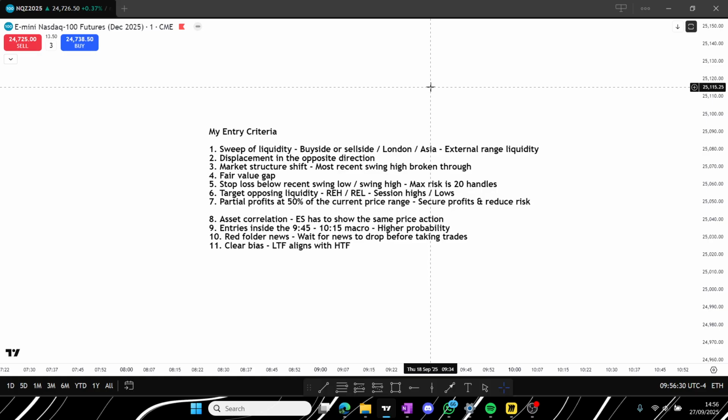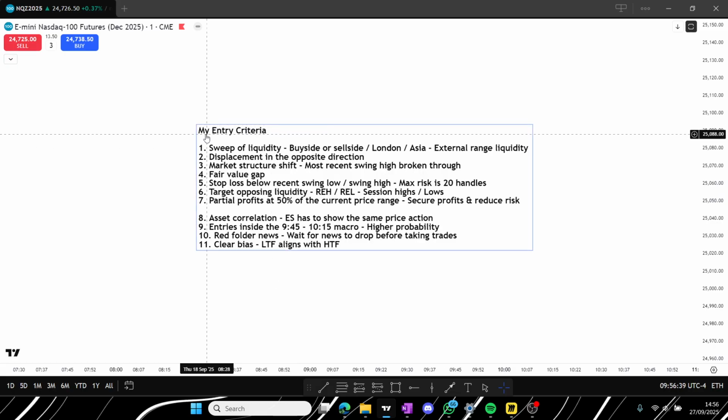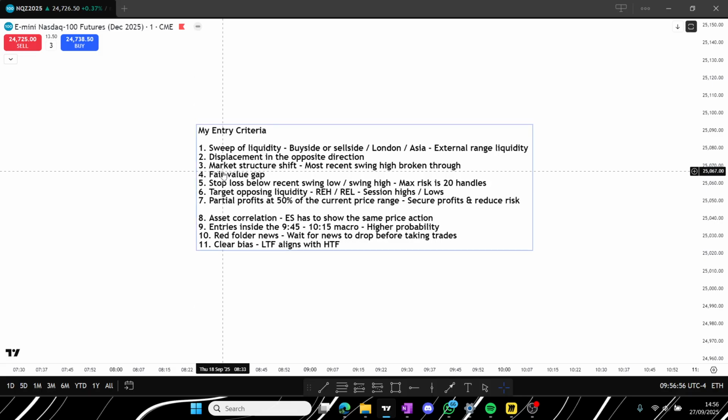Basically, what I'm going to be covering is everything you see here. So this is what I look for every day. This is the step-by-step criteria I follow. It's super simple. I think you have an understanding of liquidity. Displacement you might be a little unsure on, but I'm going to show you all of this anyway. Market structure shifts, you have obviously covered fair value gaps. This is just some extra pieces down here as well.